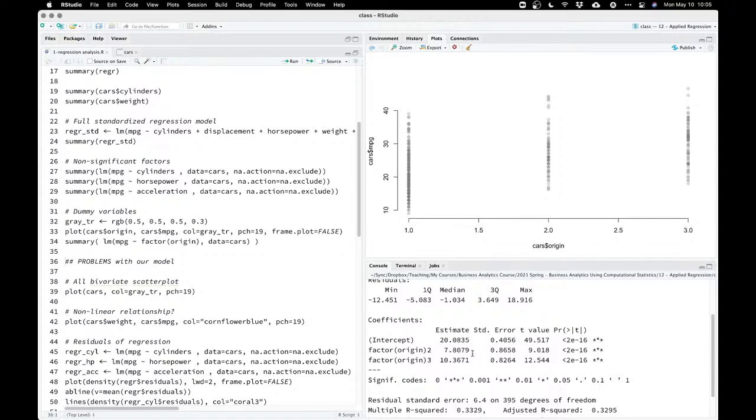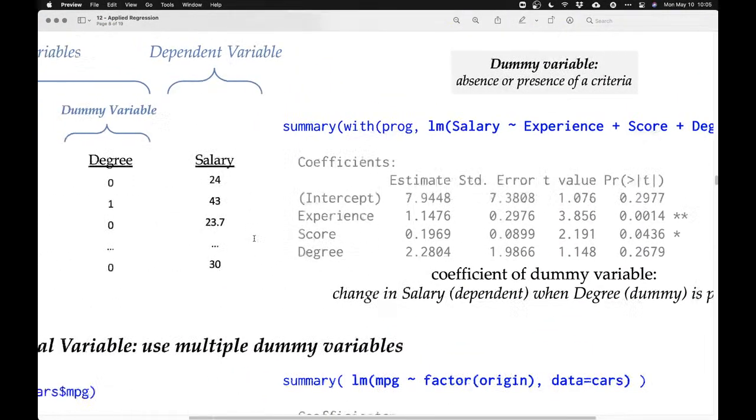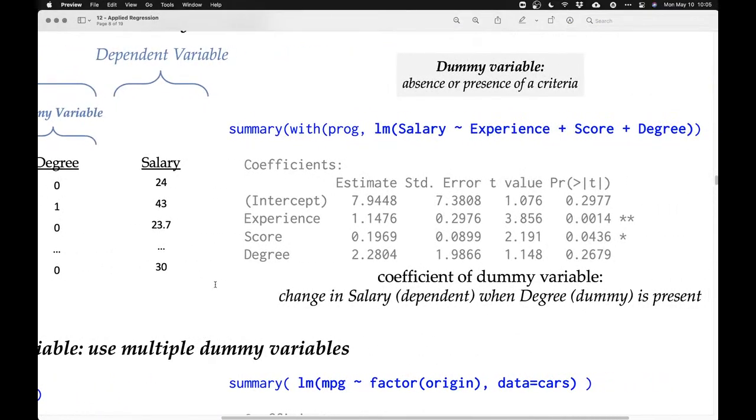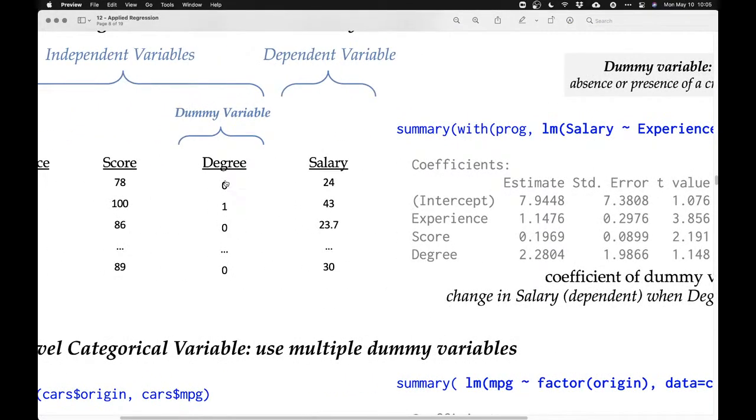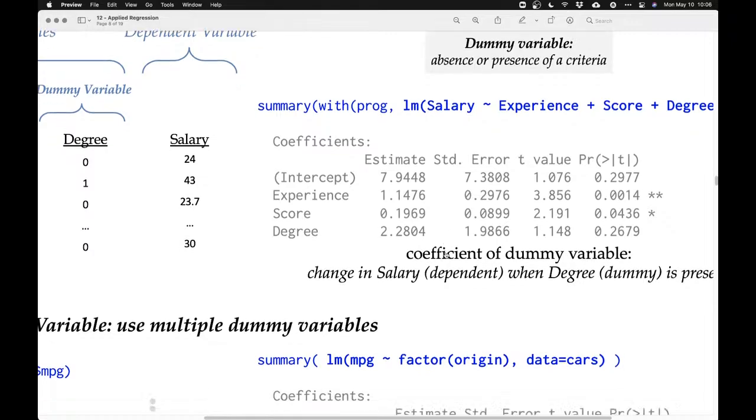So Stephanie's explanation is that these estimates are already considering origin 1. How? Let me go back quickly to the programmer example with a degree. Remember, we had 2 levels of degree, 0 and 1. How many coefficients do we have? 1. It's telling us the difference of degree 1 versus degree 0.